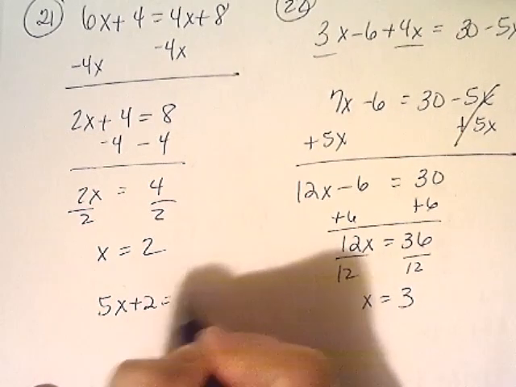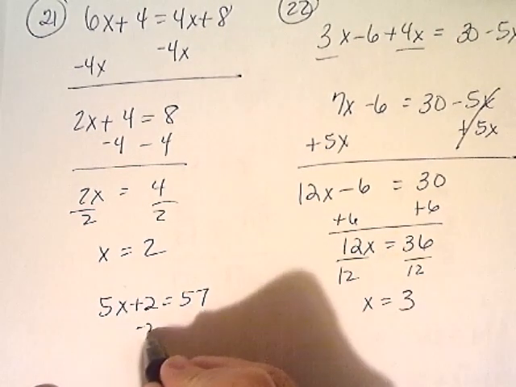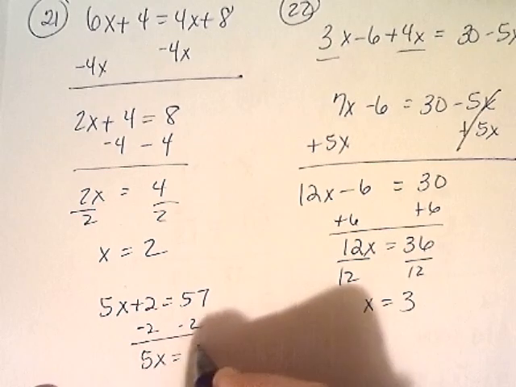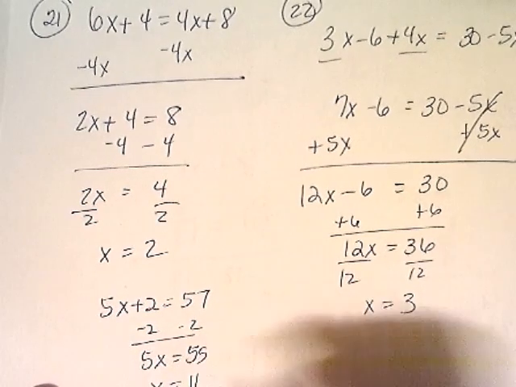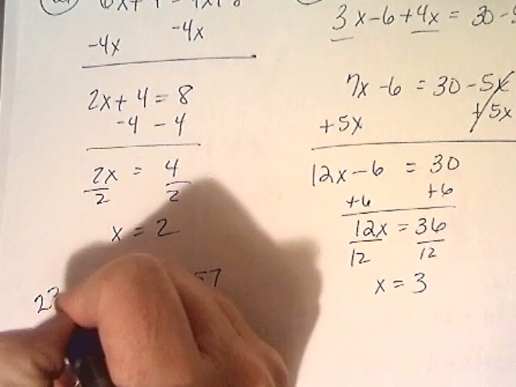5x plus 2 is 57. Subtract the 2. 5x is 55. X is 11. That's number 23.